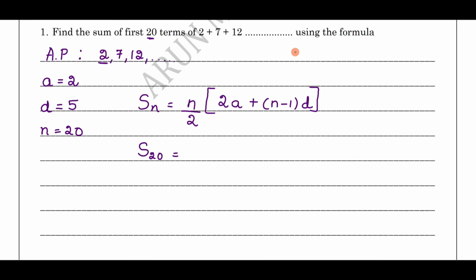what is n here? n is 20. 20 divided by 2 times, what is the value of a? a is 2, plus bracket. Don't miss the bracket. Whatever is there in the formula, write as it is. What is the value of n? n is 20. 20 minus 1 as it is. Replace a, n and d. d is what here? d is 5.